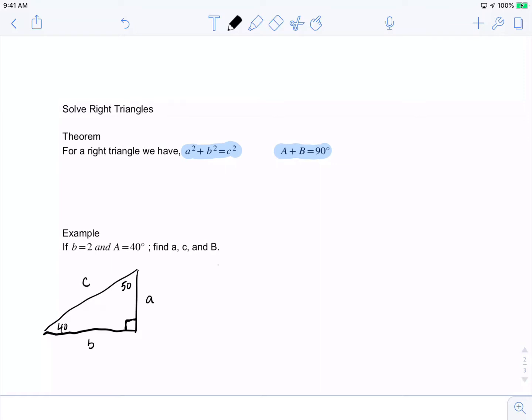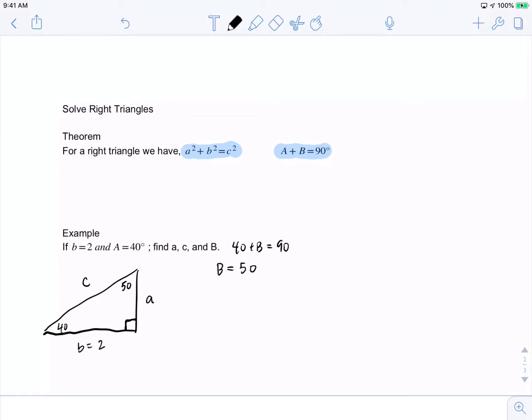So we can see we've already found capital B, and the way that we found that was by going 40 plus B was equal to 90. Now it's asking us to find A and C, because we're provided with B. So our B, in fact, I'll just keep it there, B is 2.